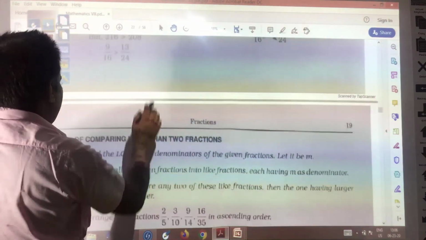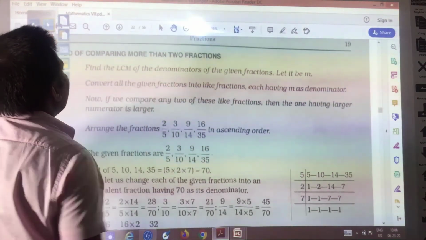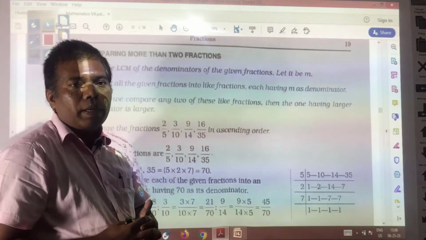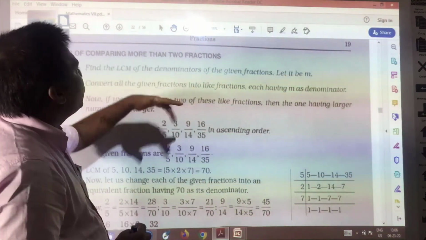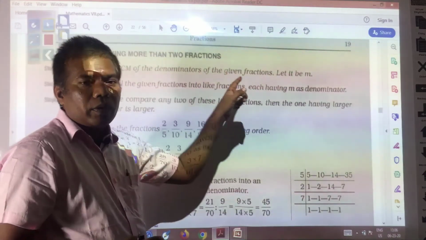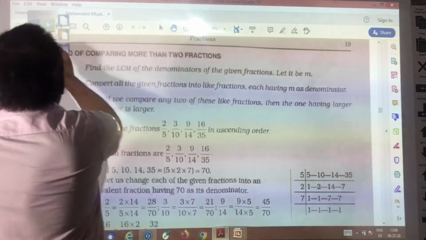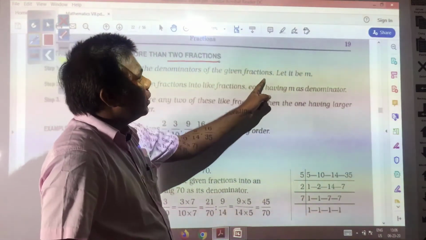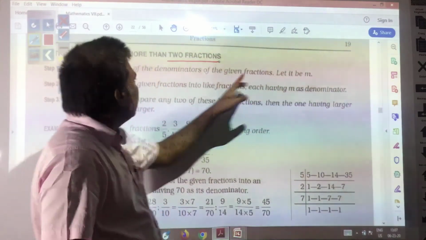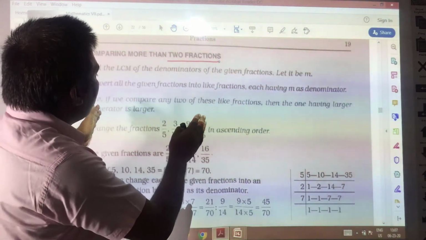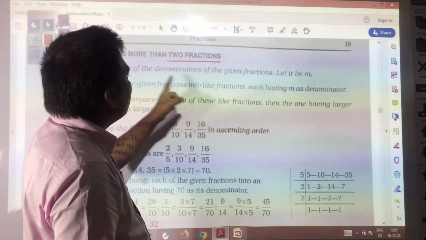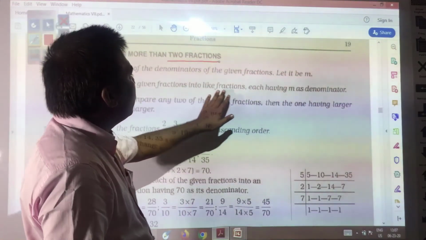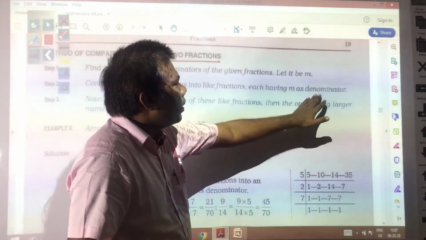Next you see, if two fractions were there, then that method would be applied. But if you have more than two fractions, fractional numbers, then what will we do? Here you see, find the LCM of the denominators of the given fractions, let it be m. Suppose if you have more than two fractions, you need to find the LCM of the denominators, and suppose that is m. Convert all the given fractions into like fractions, each having m as denominator.